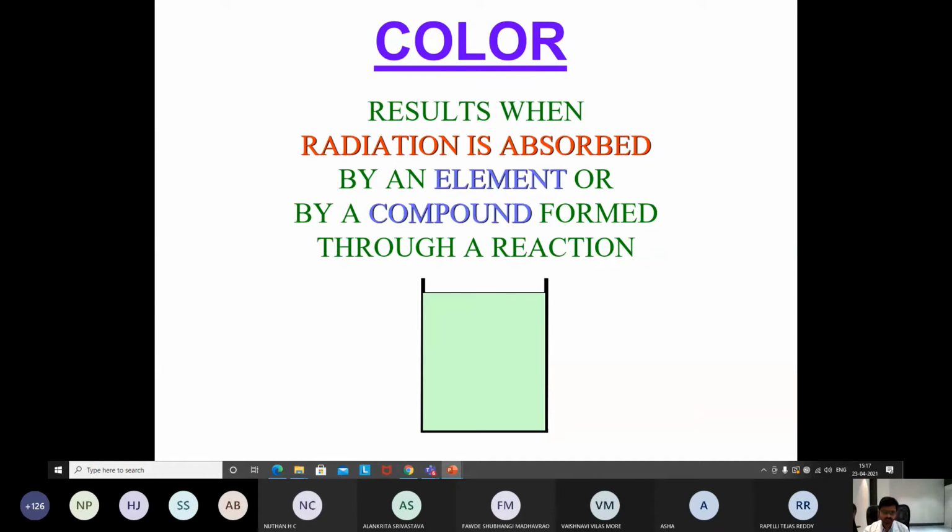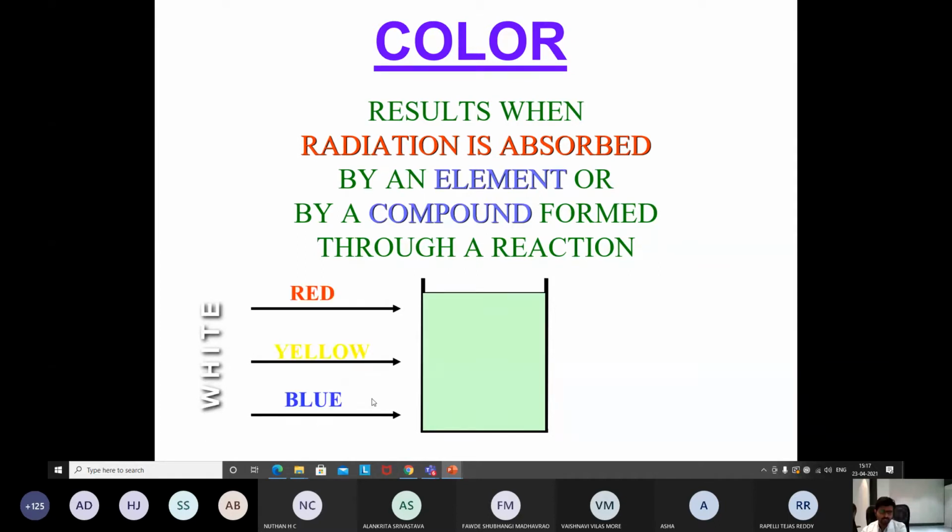So this is the tube which is having the solution. This is the white light and it will be passing the red, yellow, blue color lights through the filter, and this red color is going to be absorbed in the solution and only yellow and blue color lights are going to be emitted.